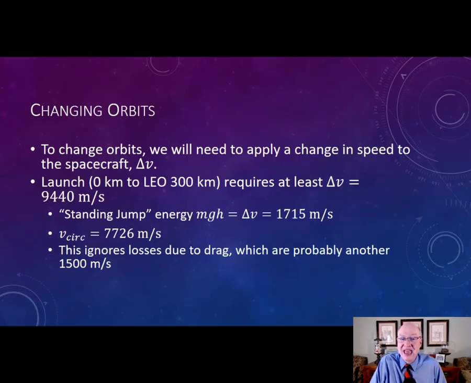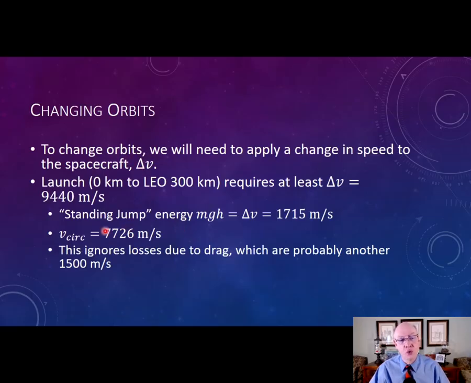But that's not it. This also assumes that as your rocket is launching, it doesn't encounter any atmospheric drag. And of course, especially early in the launch when the atmosphere is very thick, you will be experiencing atmospheric drag, and you're going to have to put in extra speed just to overcome that atmospheric drag trying to slow you down. For a typical rocket, that probably adds another 1,500 meters per second or so to what's required to get into orbit. So that's an example of the delta V required to get into orbit.